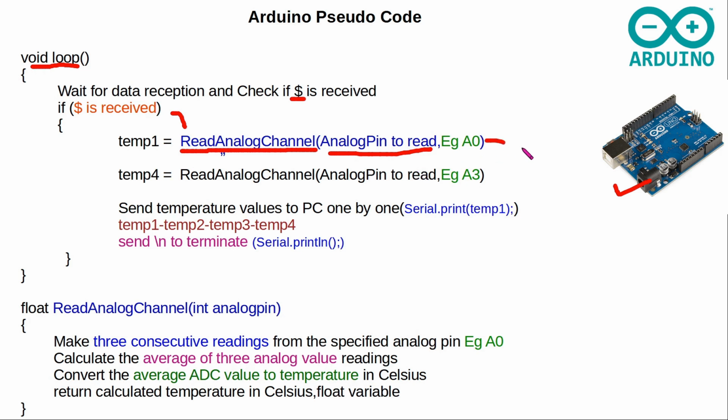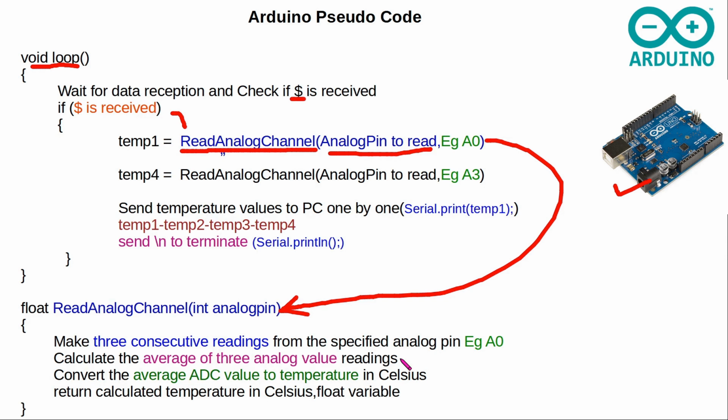Once that is given, the code will go here. This is a custom function which I have written and is not part of the Arduino library. Now when we get it here, the code here will take 3 consecutive readings from the pin A0, and we will store those 3 consecutive readings in an array. Now once the value is stored, that value is used to calculate the average of the 3 readings. This is to reduce the noise and to get a stable reading.